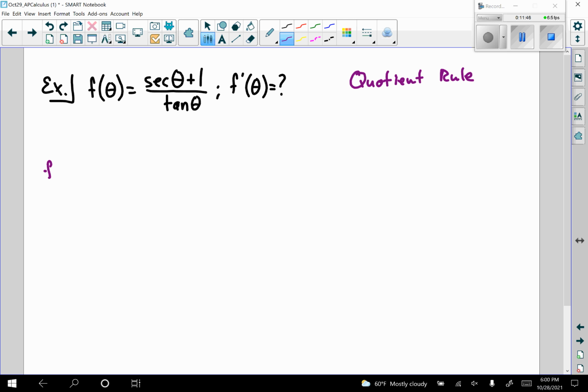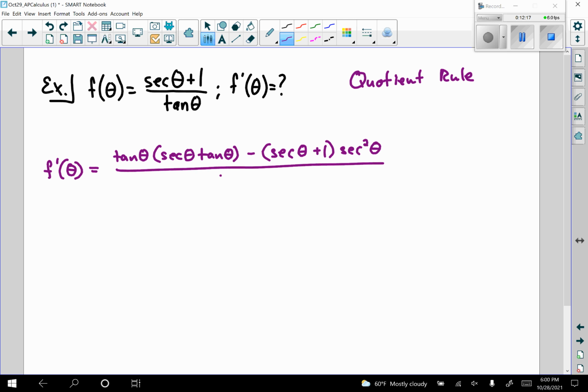So we're going to start f prime of theta. Theta is just another variable like x or t. So we're going to have low, which is tangent theta, d high, so here's the derivative of secant again, so that's going to become secant theta tangent theta. And then the derivative of 1 is just 0, so I really didn't even need the parentheses here. So I have my low d high minus my high, I do need parentheses here, d low, so the derivative of tangent theta is secant square theta, all over low, low, so tangent square theta.